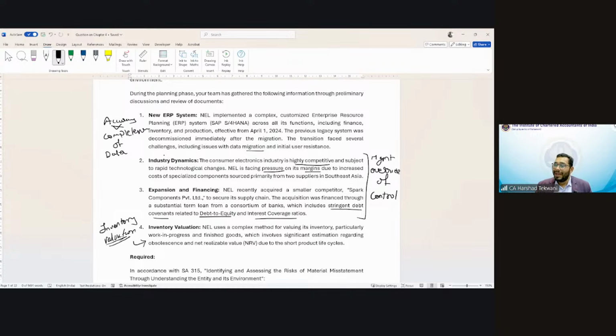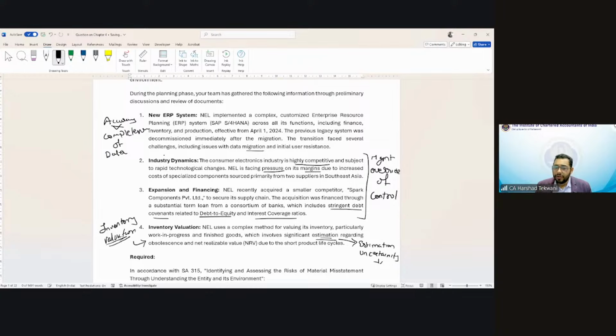So, risk of management override of controls, very important. Inventory valuation, again important. Plus, I have involved estimation. Again, if you say estimation, there is a management bias. Remember, estimation uncertainty. So, there is a risk of estimation uncertainty.